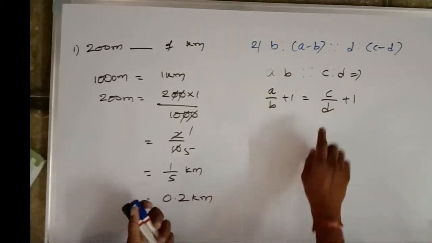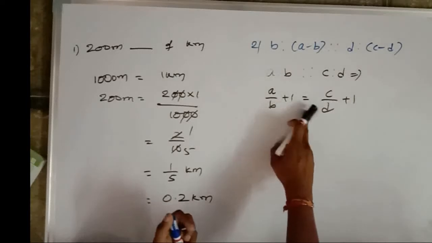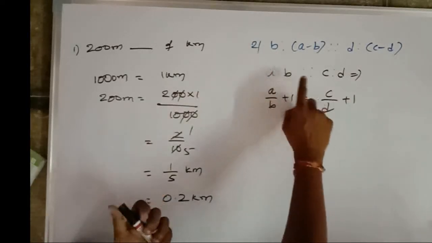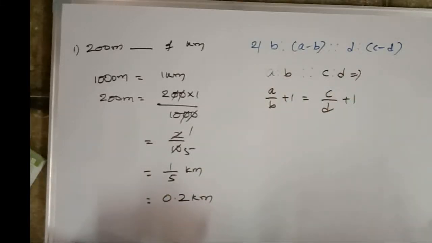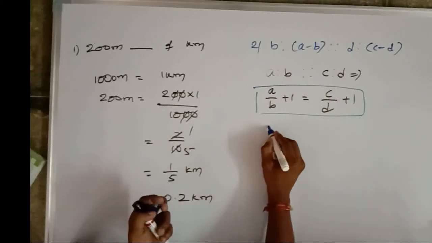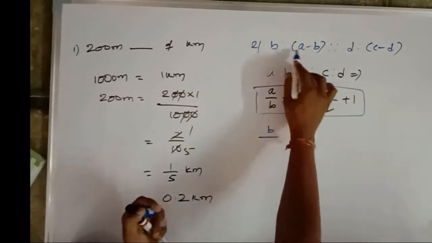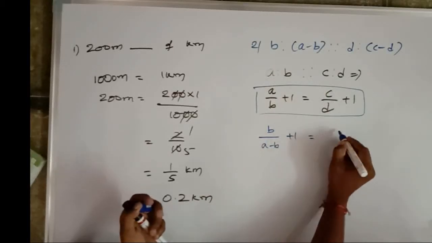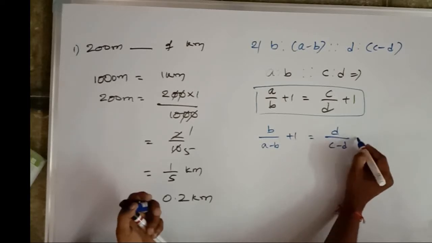A is to B proportionate to C is to D is equal to A by B plus 1 is equal to C by D plus 1. So here A value is B and B value is A minus B and C value is D and D value is C minus D. So I am going to substitute in this formula. That is B by A minus B plus 1 is equal to D by C minus D plus 1.